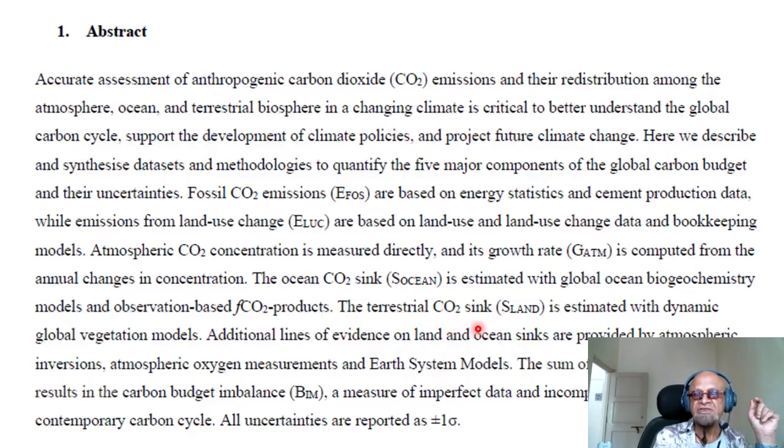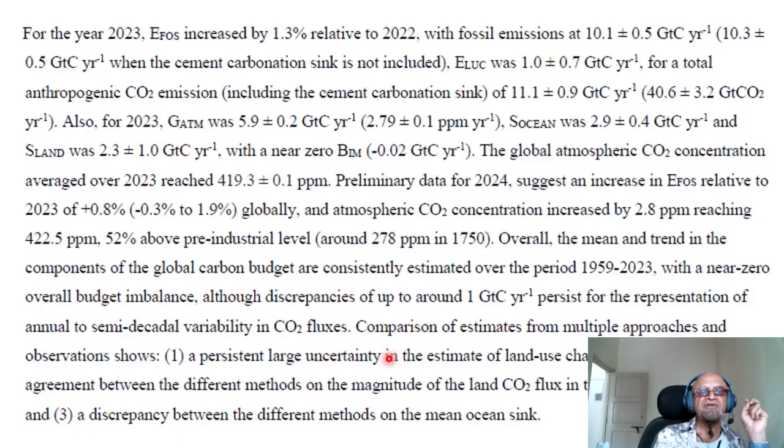The terrestrial CO2 sink, SLAND, is estimated with dynamic global vegetation models. Additional lines of evidence on land and ocean sinks are provided by atmospheric inversions, atmospheric oxygen measurements, and Earth system models. The sum of all sources and sinks results in the carbon budget imbalance, missing sink, if you will, a measure of imperfect data and incomplete understanding of the contemporary carbon cycle. All uncertainties are reported as ±1 standard deviation.